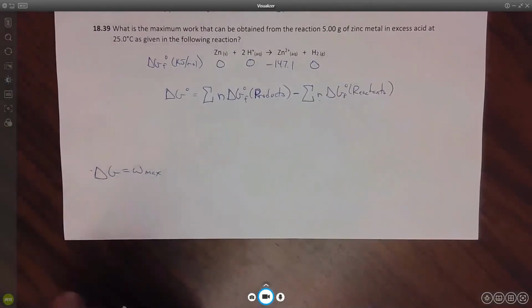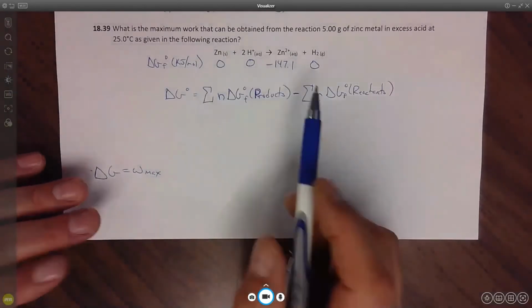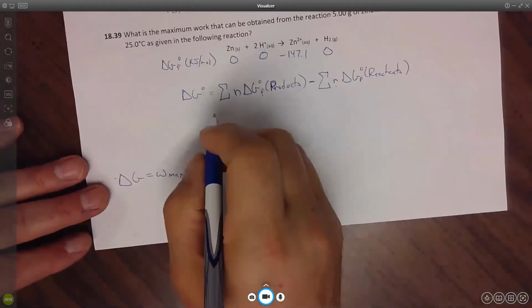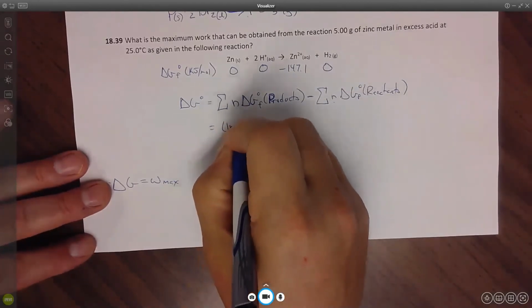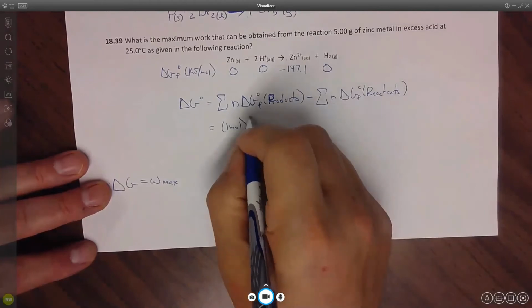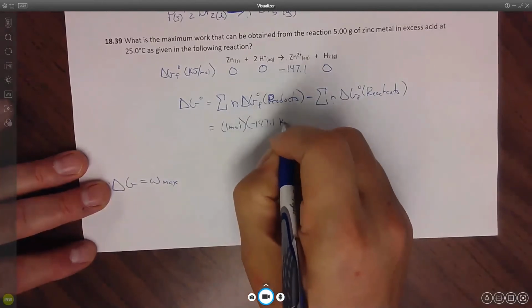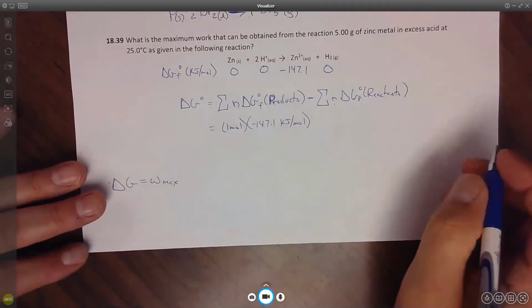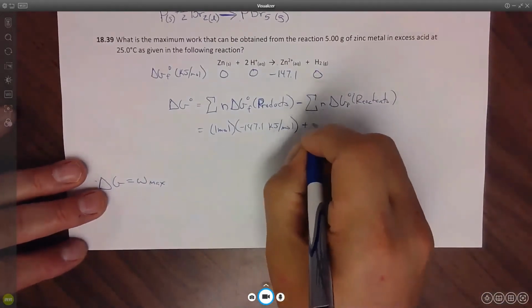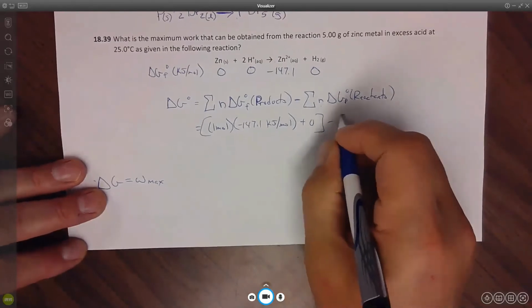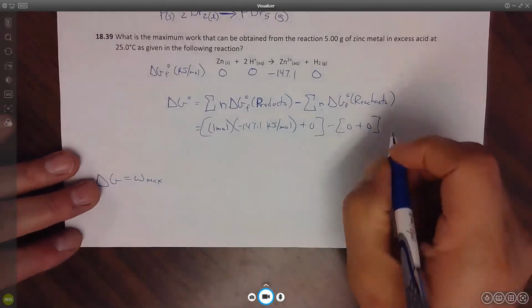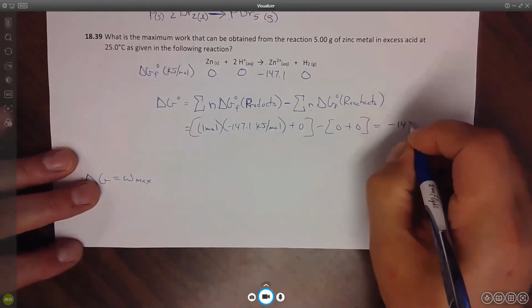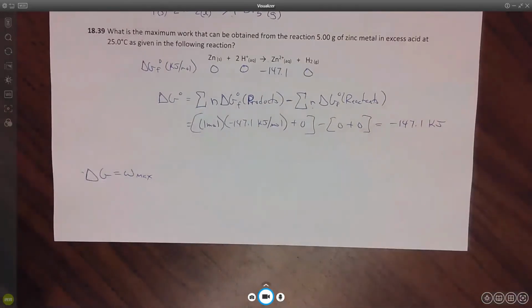Okay, so now that we have that, this is going to be real simple. I have my products, so there is 1 mole of that, and it is at negative 147.1 kilojoules per mole. The rest is 0, so plus 0, and then minus 0 plus 0, because they're all zeros. So in the end, this is simply going to be negative 147.1 kilojoules. Okay, so is that the answer?